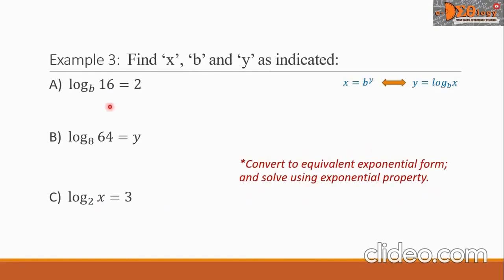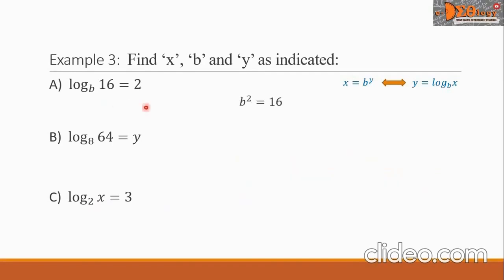Let's begin with letter A. The equivalent exponential form of letter A is b squared equals 16. The b is the base, so I write the base here, and this number 2 is the exponent, so we have b squared. And this is equal to this number 16. Now, I know that this 16 is the square of 4. So I can show that b squared equals 4 squared.